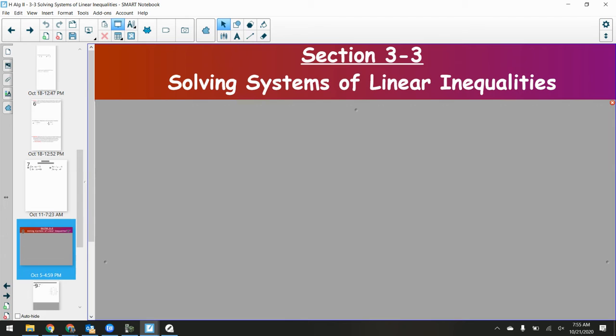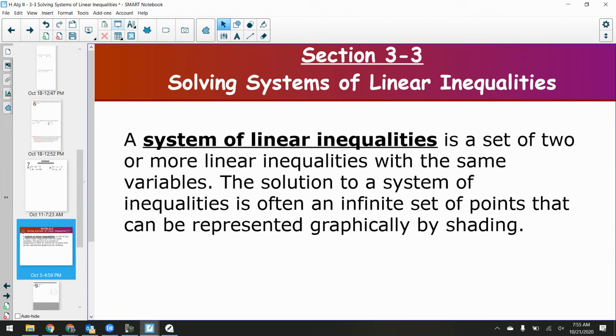So a system of linear inequalities is basically just a couple of these on the same graph, two or more, I should say. It doesn't make a system until there's two. So that's really what we have for a system of linear inequalities. It's a set of two or more linear inequalities with the same variables. Obviously, we're going to have x and y, the same variables, but it's a system of two or more inequalities.